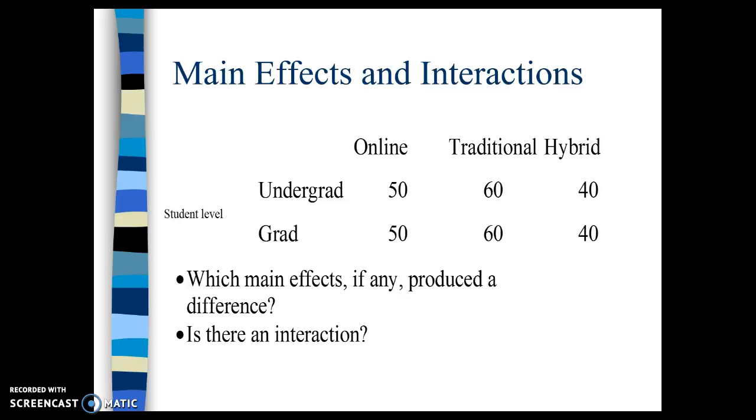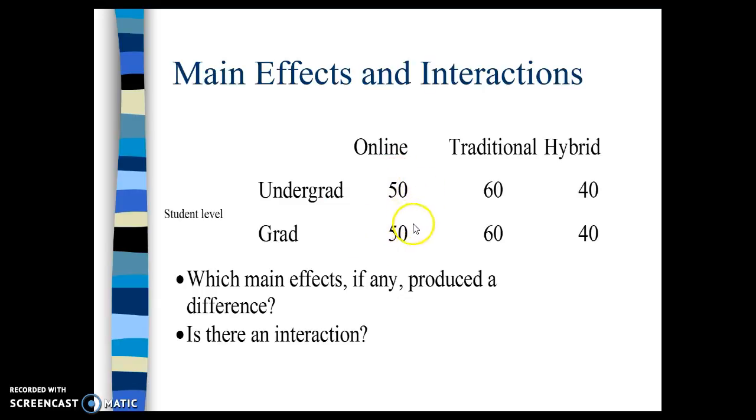When we write these tables, this would be a 2x3 design. I have two factors here, two levels within my student level factor, undergrads or grads. This would be my course type factor, which has 3 levels: online, traditional, and hybrid. These are sample sizes within each group. Now this looks kind of like a chi-square. The difference is that we are including a mean and standard deviation for the undergrads that are online. So this is one distribution.